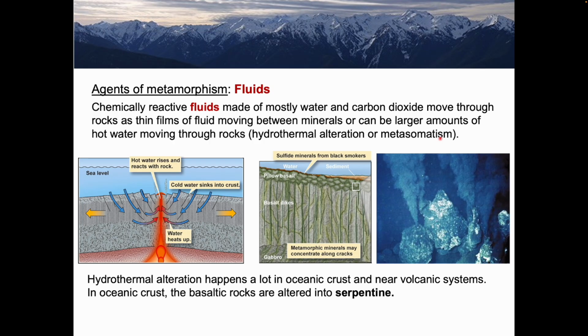This process is very similar to chemical weathering, and really it is just a different variety of chemical weathering that occurs under higher pressure. A very common example of hydrothermal alteration occurs along mid-ocean ridges, spreading centers.